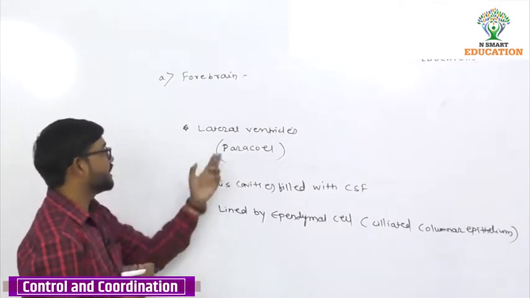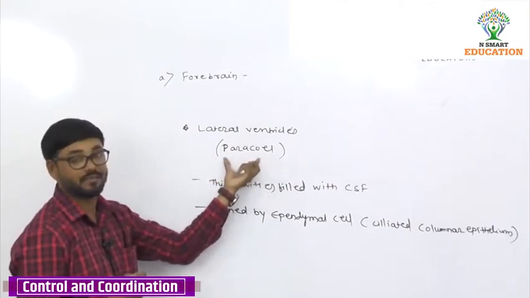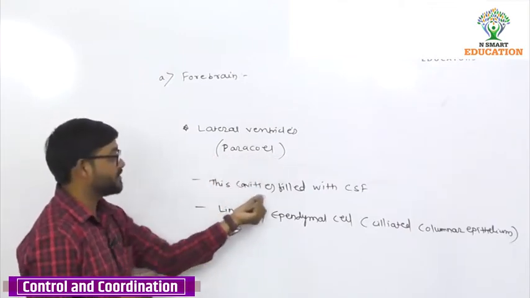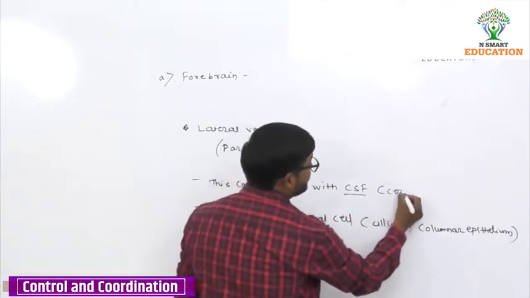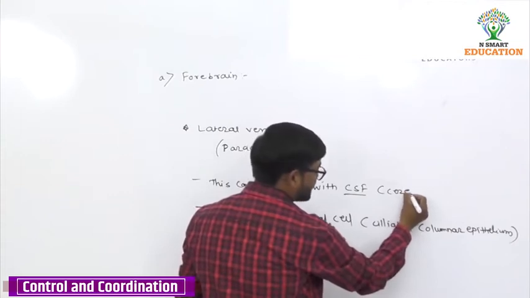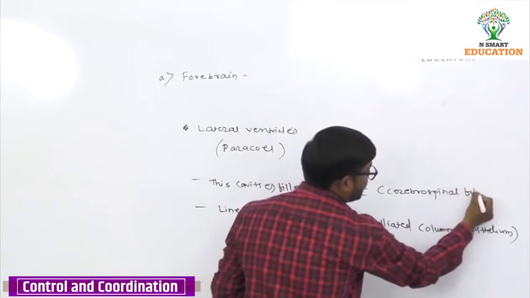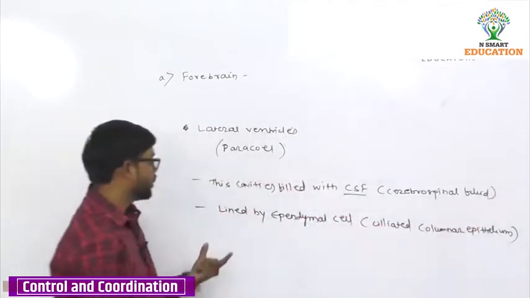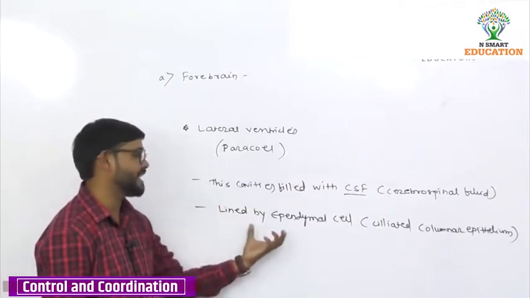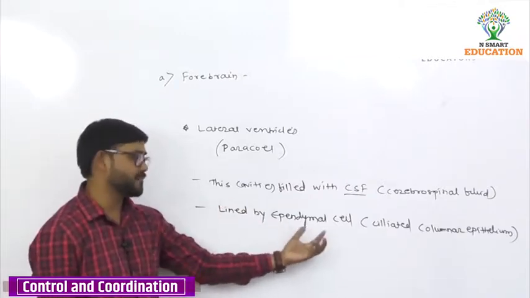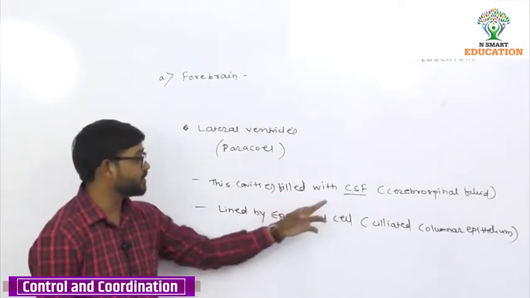Okay, particularly this cavity present in the cerebral hemisphere is filled with CSF, very important. You know the CSF. What is CSF? That is cerebrospinal fluid. And the cavities are lined by ependymal cells, and the ependymal cells and also the choroid plexus secrete the CSF.